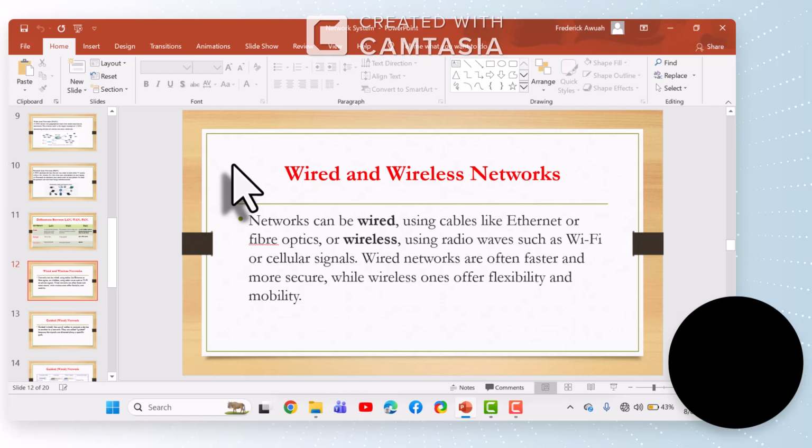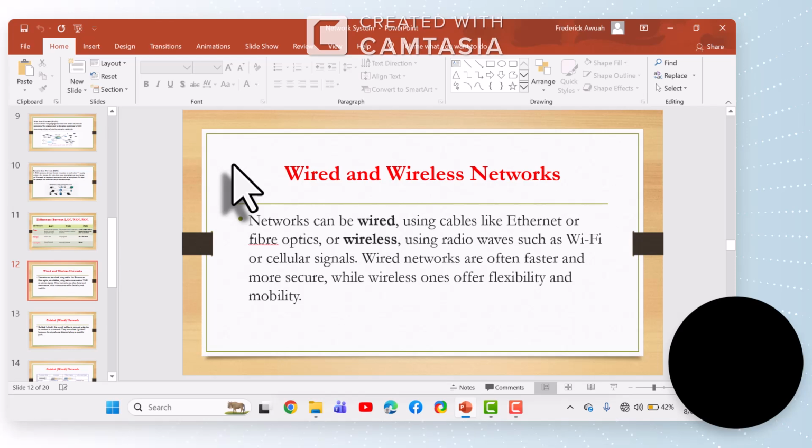And let's talk about wired and wireless networks. A network can be wired, using cables like Ethernet cables or fiber optic, or wireless, using radio frequencies, radio waves such as Wi-Fi, cellular signals, and other things. So with all these things you can get access to the internet.